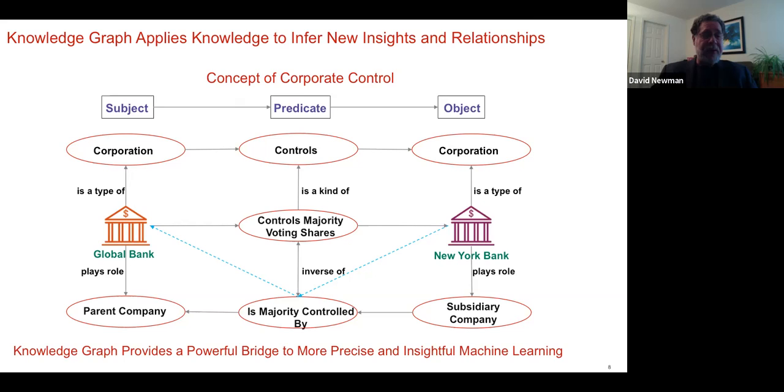And the knowledge really emerges when we draw these inferences to basically infer that Global Bank must be a parent company and New York Bank must be a subsidiary company of Global Bank. And having this data linked to concept and knowledge is really a very powerful enabler and bridge to more advanced machine learning and the introduction of more precise insights.